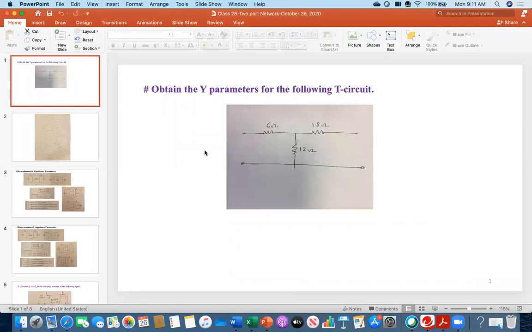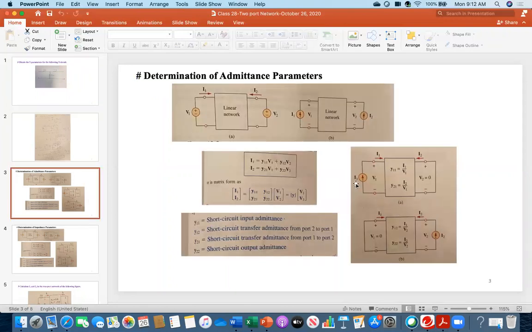So as you can see, the first problem: obtain the Y parameters for the following T circuit. So this means for this circuit, you have to find out Y parameters. Y parameters means admittance parameters, Y11, Y12, Y21, and Y22. So first, if you remember, look at this one.